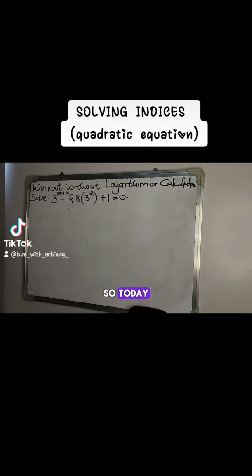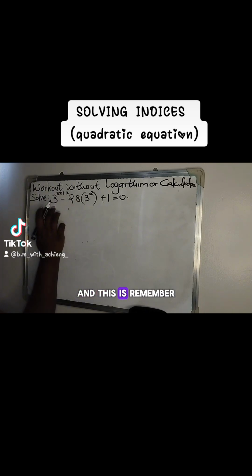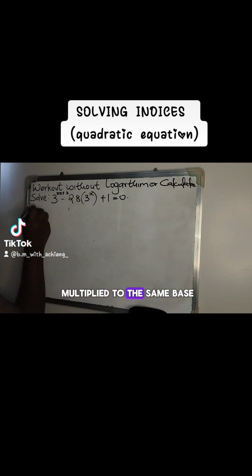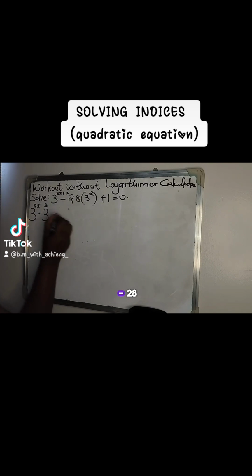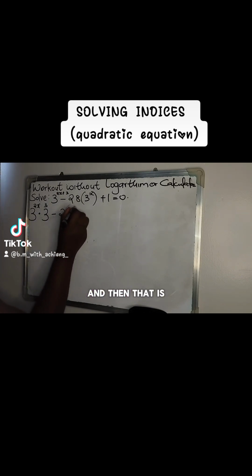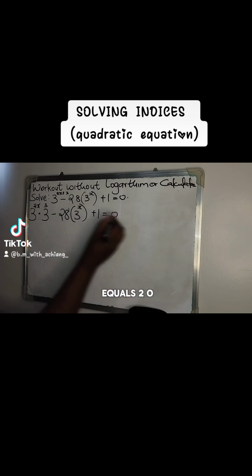So today we're going to work out this sum without using logarithms or calculators, okay? And this is our equation. We're going to apply one of the laws of indices. Remember, when the powers are added, it means it was multiplied to the same base. That is 3 raised to power 2x times 3 raised to power 3 minus 28, and then that is still 3 raised to power x plus 1 is equals to 0.